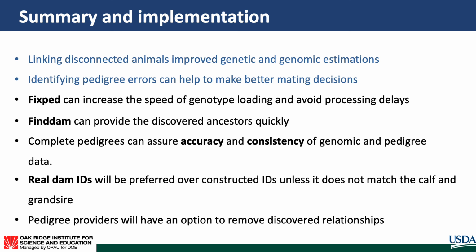Using FindDam, we can provide the discovered ancestors quickly, and having quick access to complete pedigrees can assure the accuracy and consistency of the genomic and the pedigree data. When a real dam ID is found outside the database, those IDs will be preferred over the constructed IDs, unless the reported dam or maternal grand dam doesn't match the genotype of the calf and the grandsire. Finally, the pedigree providers will have an option to remove the discovered relationships that they believe to be incorrect.